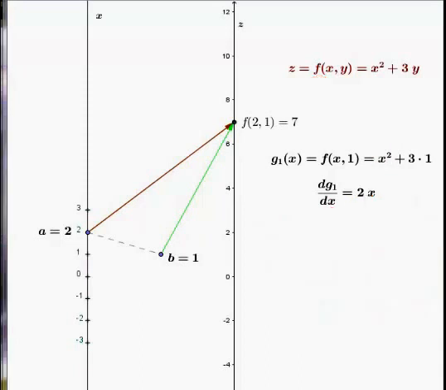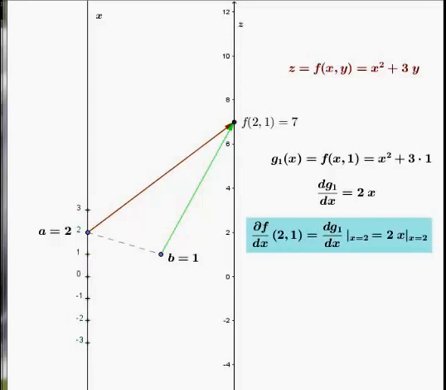We summarize that and say that the partial of f with respect to x at the number 2 for x and 1 for y is the derivative of g1 with respect to x evaluated at x equals 2, which we found to be 2x. We're going to evaluate that at 2, so that's 2 times 2, that's 4. So the partial derivative of f with respect to x at the pair when x is 2 and y is 1 is the number 4.